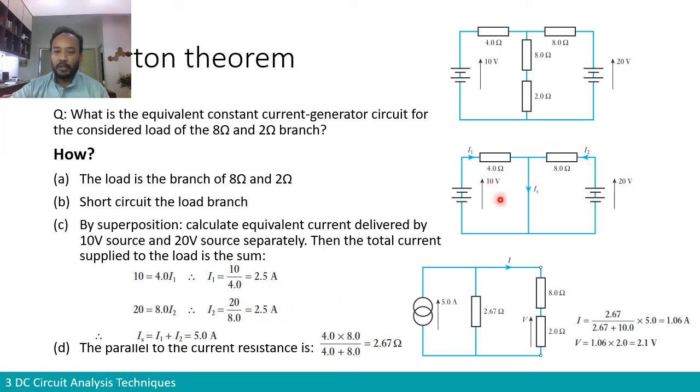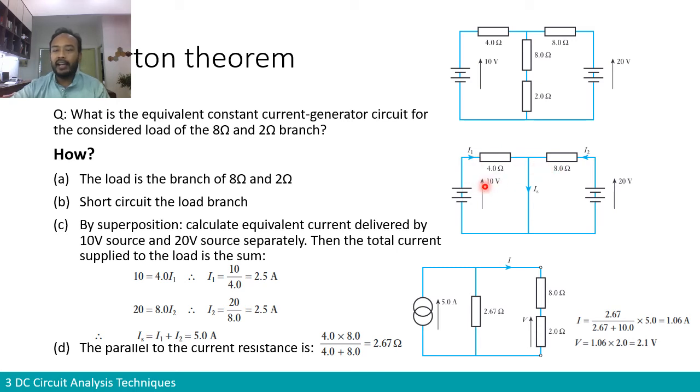Therefore, by superposition, we know that IS is equal to I1 plus I2, or by KCL. Even a simple KCL, right? So IS is equal to 2.5 plus 2.5, which gives you 5.0 amps. So that is IS, 5.0 amps, the equivalent current generator of the network. But it is not just the current generator. It's not just current. There is also the resistor over here.